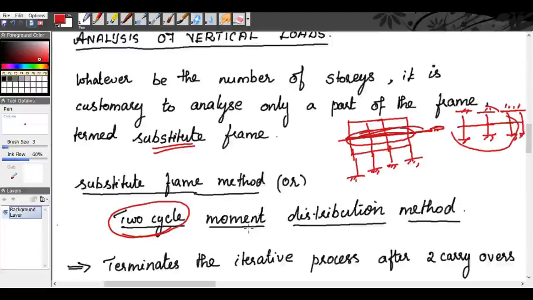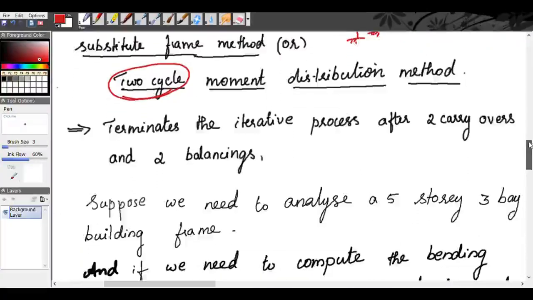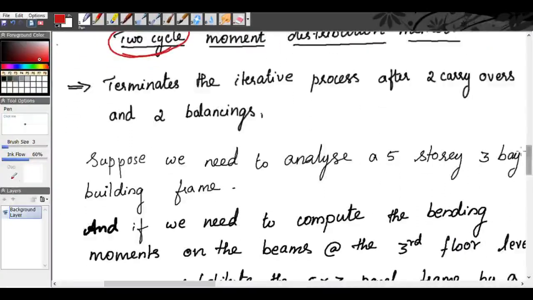So whatever may be the iterations, we stop with the 2 cycles. That is why this is called an approximate method of analysis. And in this 2-cycle moment distribution method, we terminate the iterative process after 2 carryovers and 2 balancings.